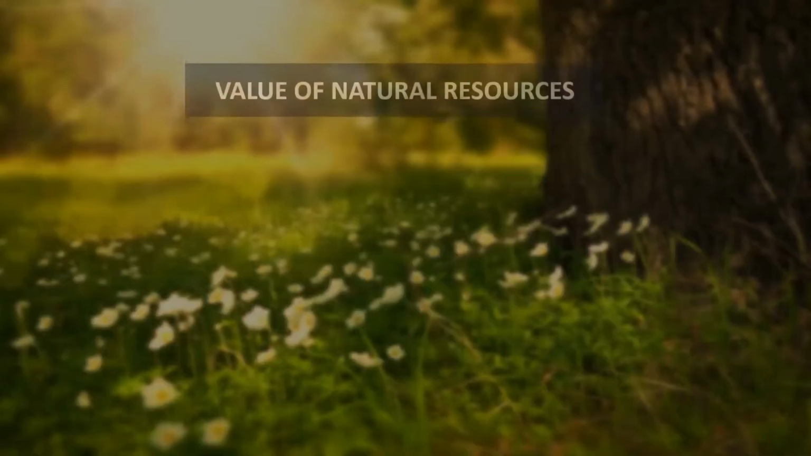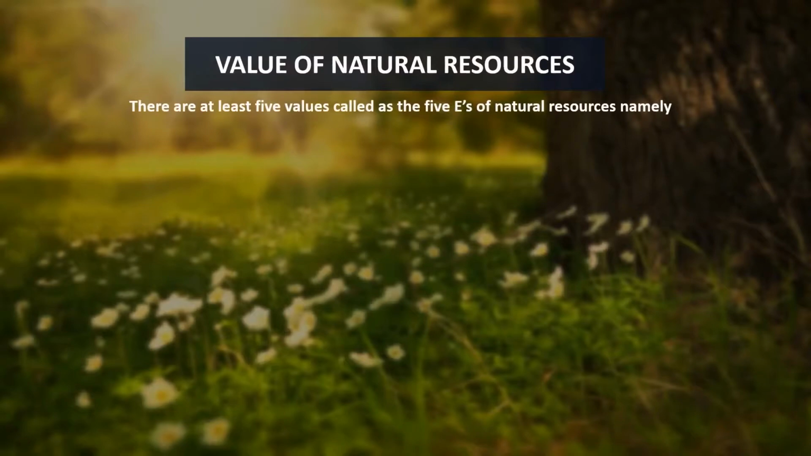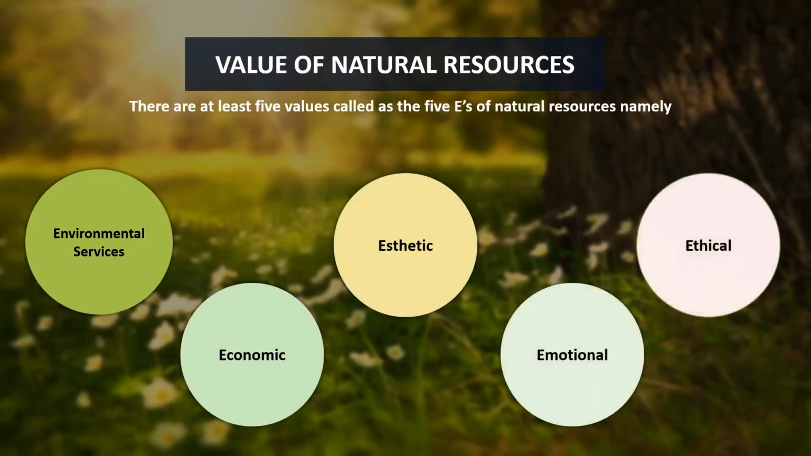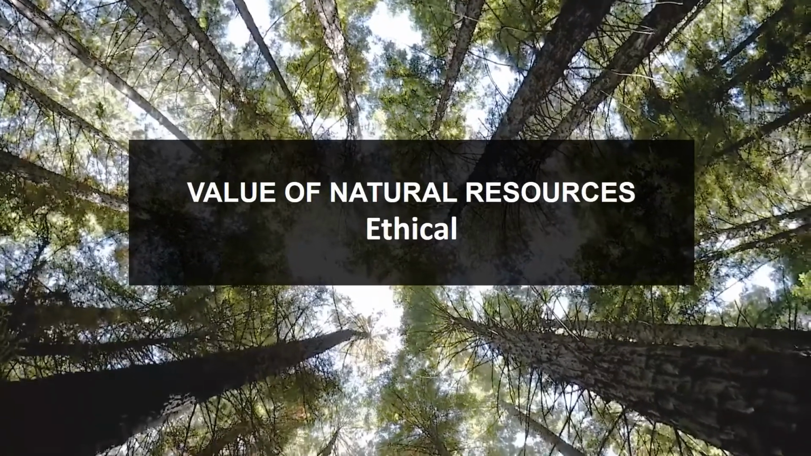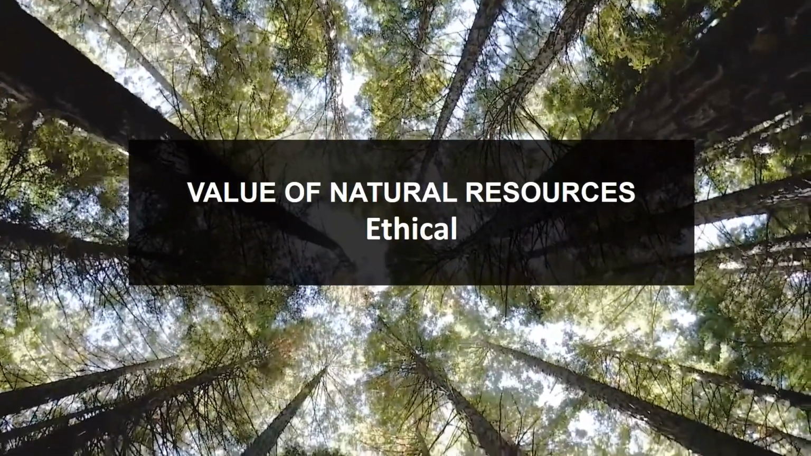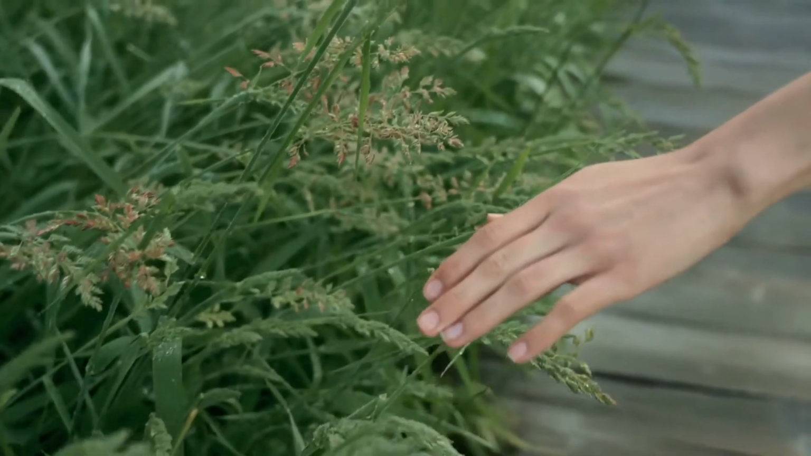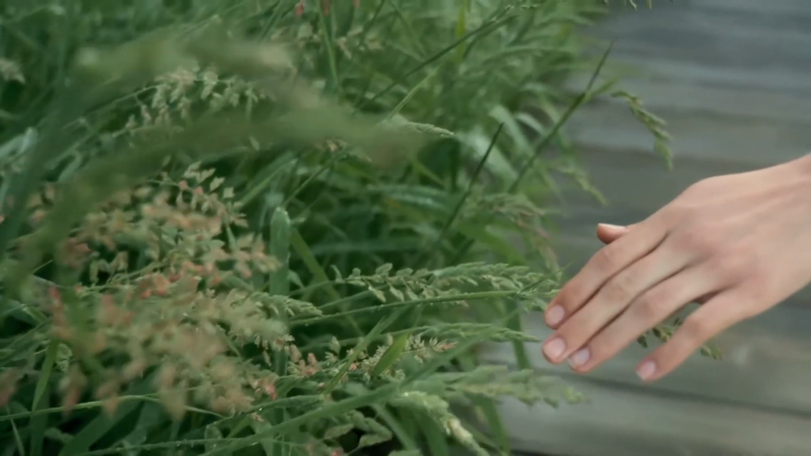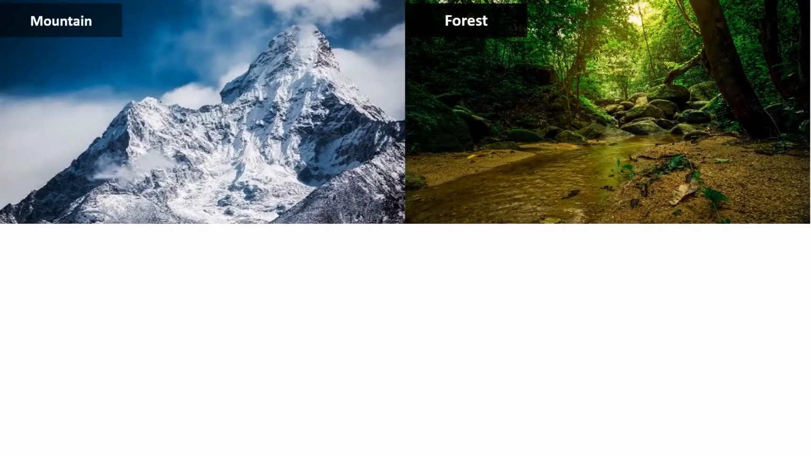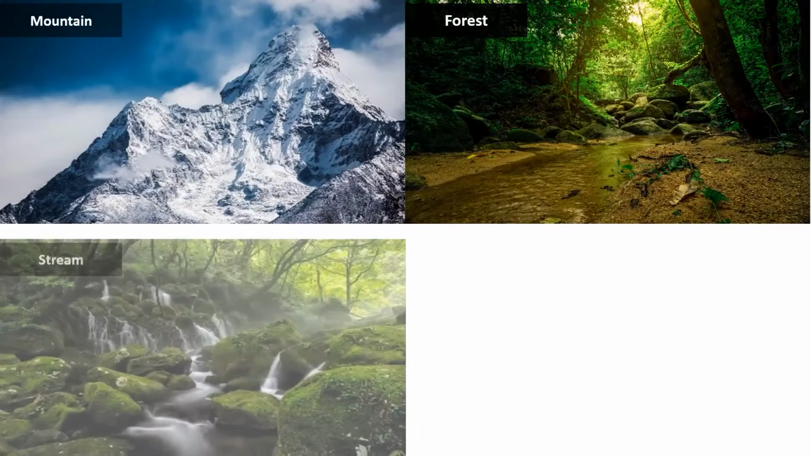If you look into the value of natural resources, there are 5 basic values that we call the 5 E's of natural resources. They are ethical, emotional, aesthetic, economic, and environmental services. When we talk about the ethical value, it is about the value of a resource in itself, regardless of its value to humans. This is the intrinsic value or ethical value, and it gives the right to existence to, for example, a mountain, the forest, a stream, plants, or a worm.